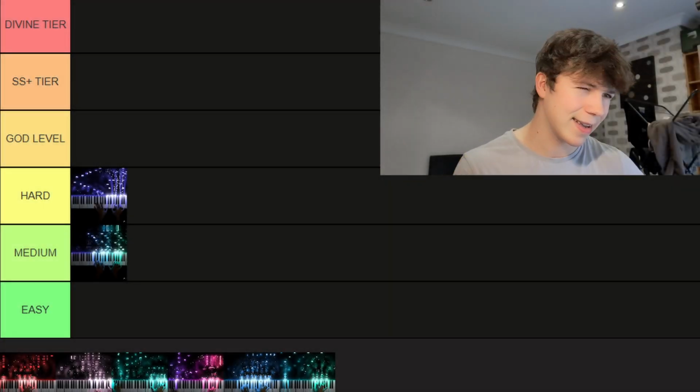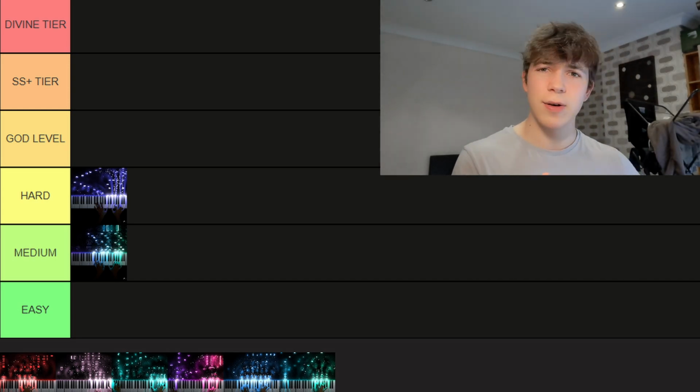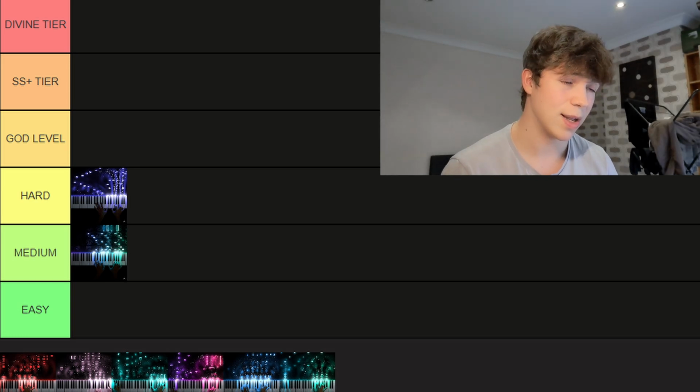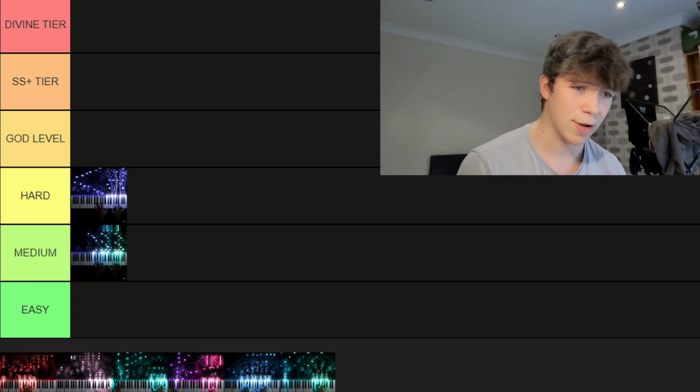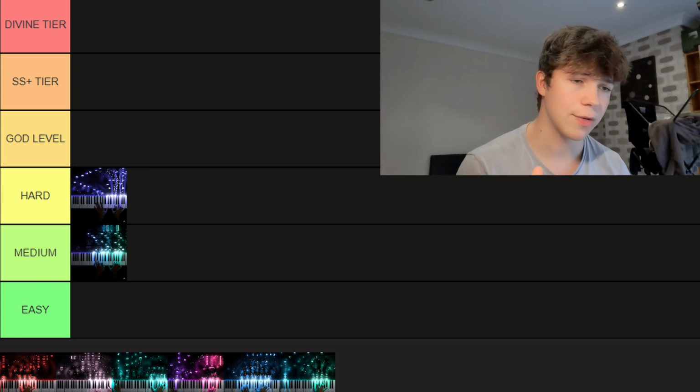In terms of ranking then, I'm thinking around hard tier. The piece reminds me quite a little bit of Jurassic Park. I think the left hand parts are quite similar. A lot of arpeggiated runs and so on. So yeah, I think I'll put it in hard tier, just behind Jurassic Park.